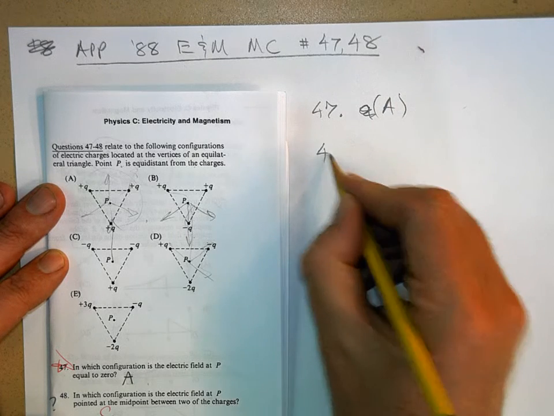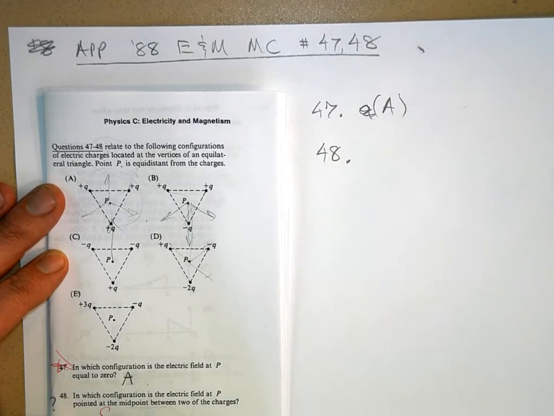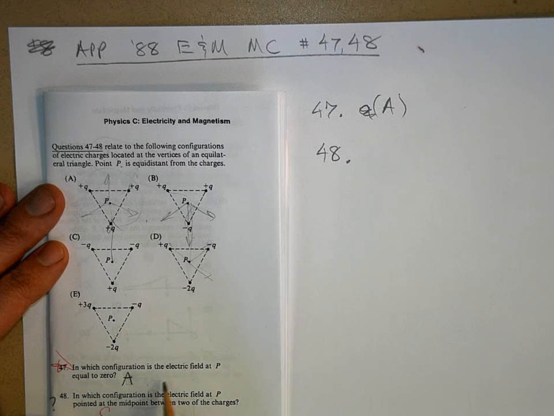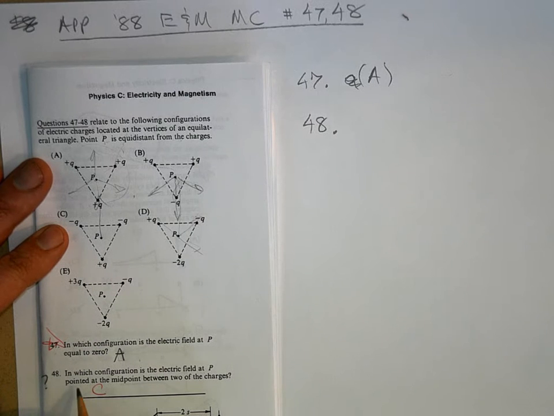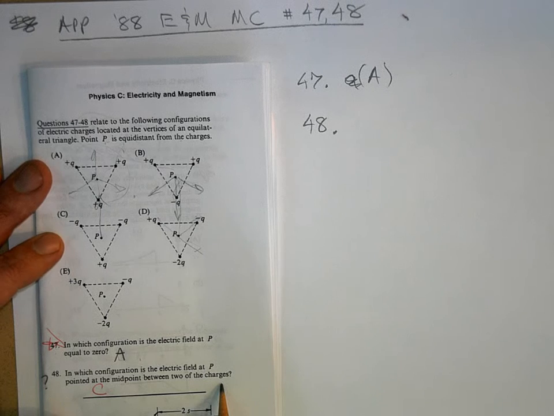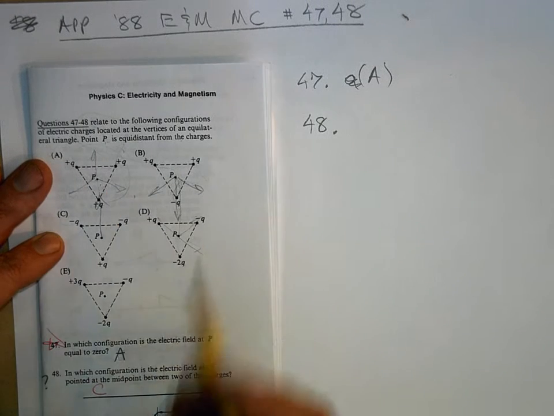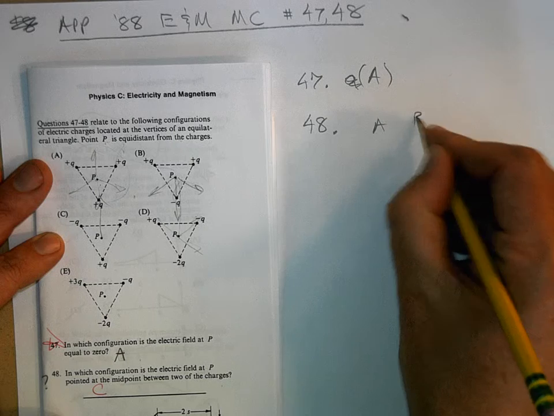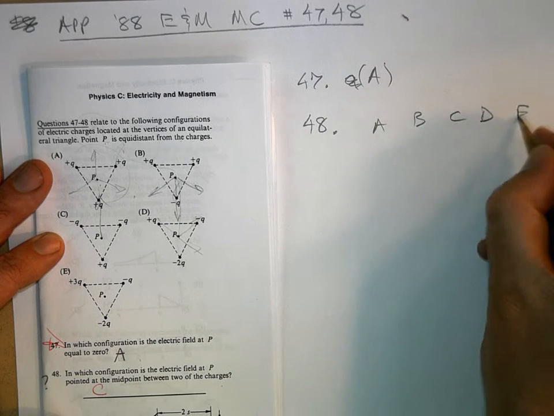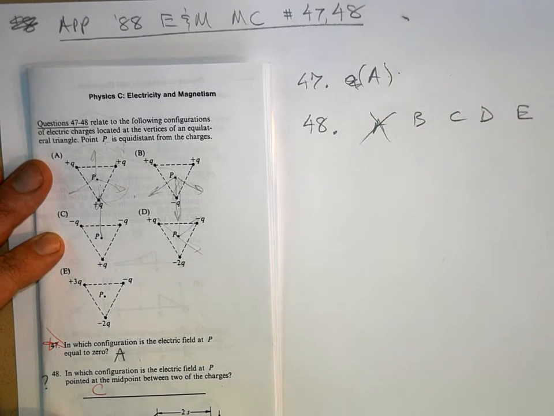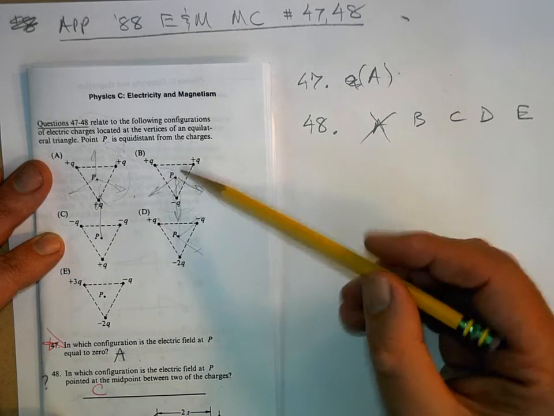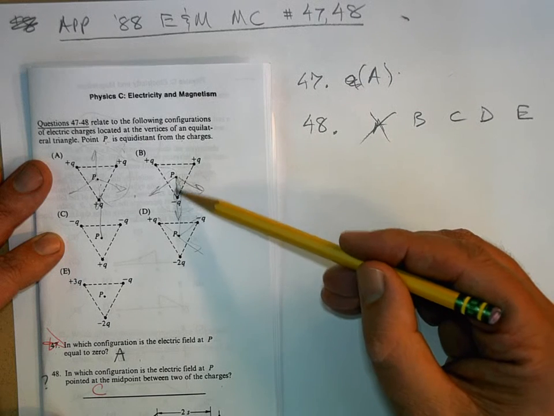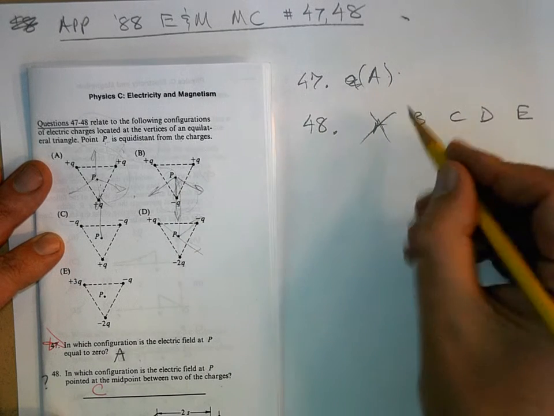Okay, now the more difficult problem is number 48, and it says, in which configuration is the electric field at P pointed at the midpoint between two of the charges? Well, okay, we know it's not A, right? So let's go A, B, C, D, E. We know it's not A because the field is 0 at A. Now let's look at B. I kind of drew what the fields are doing. This thing is getting pushed down. Is this going through the midpoint? No, so it's not B.